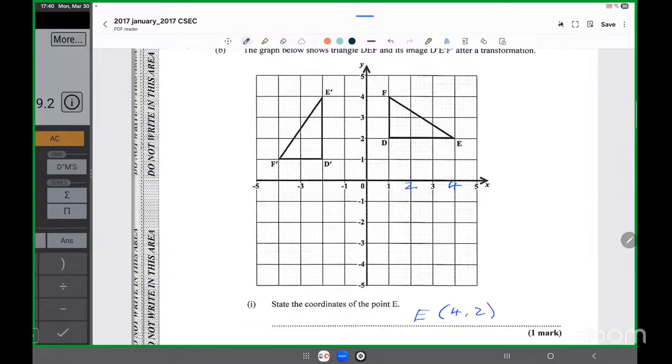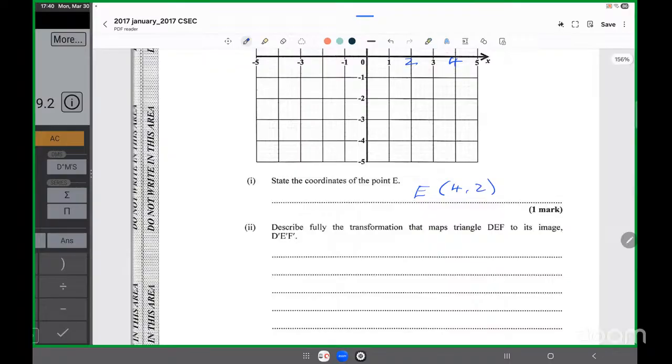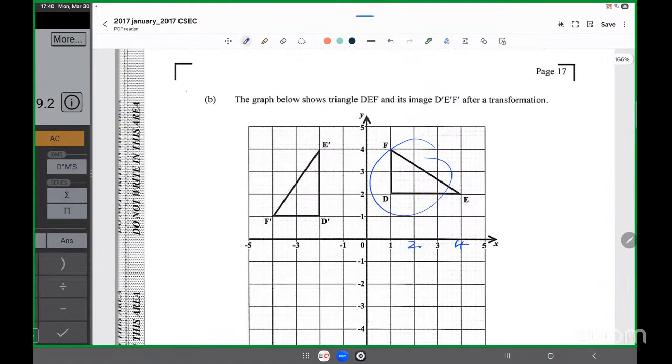What else I want? It says describe fully the transformation which maps DEF onto D prime, E prime, F prime. Let's look at it. From this to this one. There's a process of elimination, if you want. But as I look at this, I can see it's a rotation. All right? Let's eliminate.